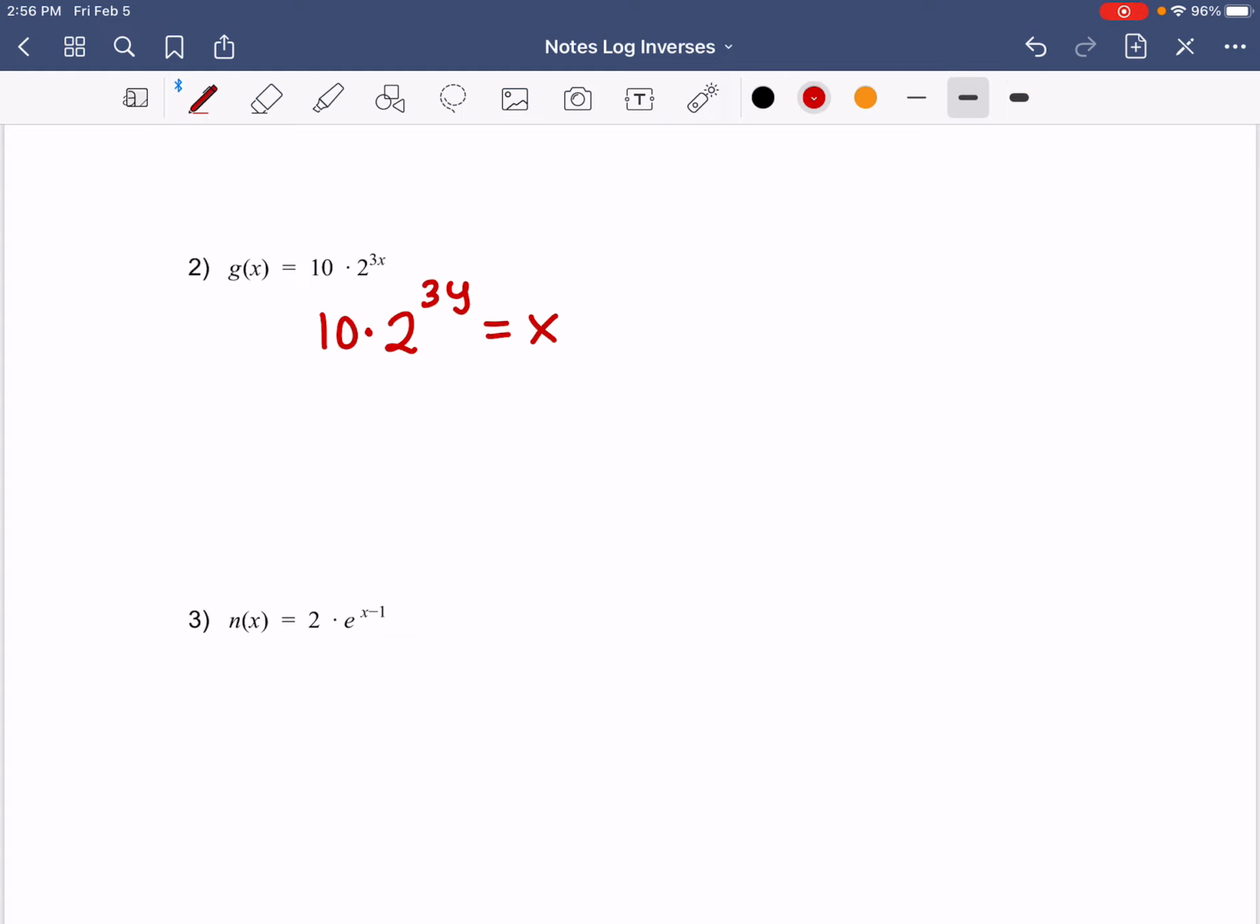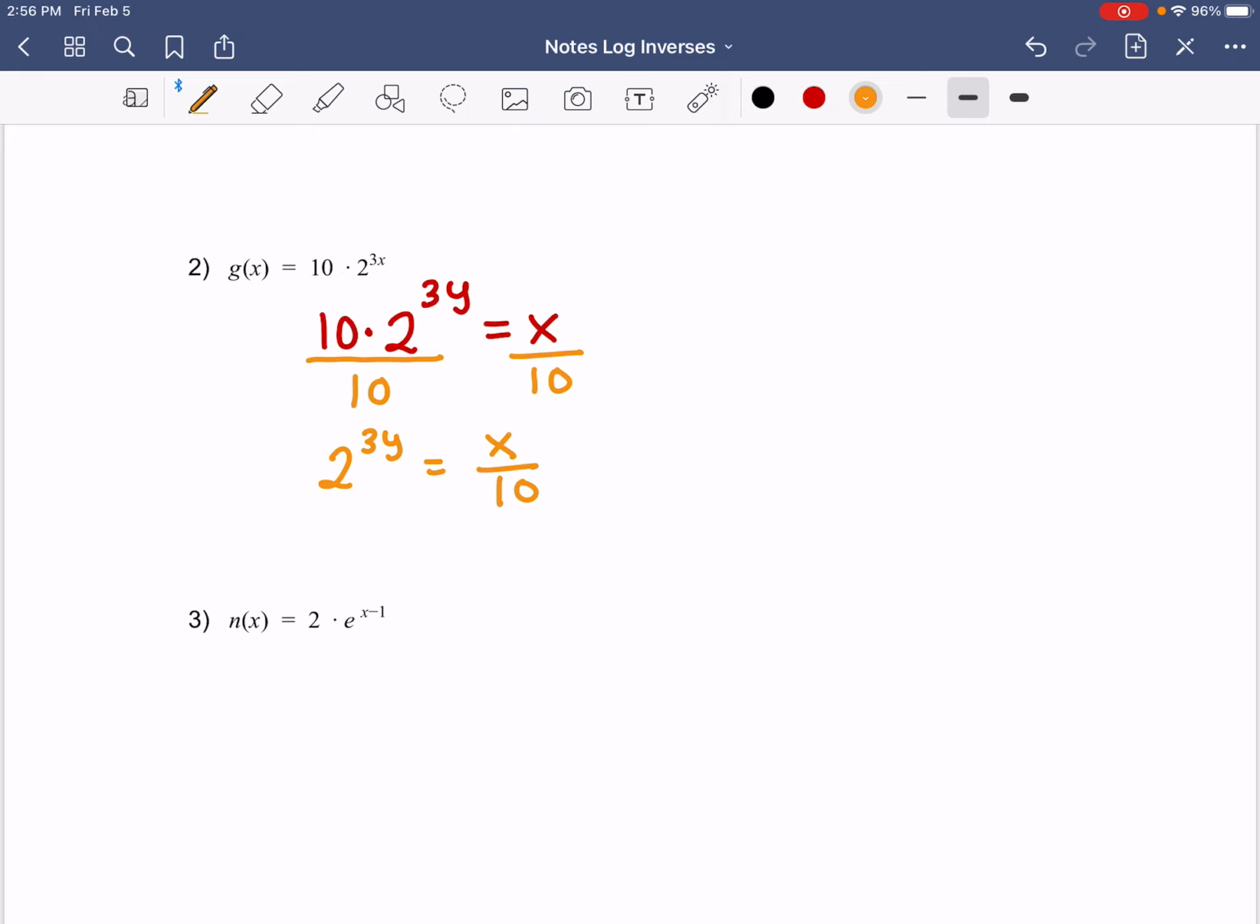All right, then I'm going to isolate my exponential piece. This is the exponential piece, 2 to the power of 3y. The 10 in the front is connected by multiplying. So the way that we get rid of it is we're going to divide both sides by 10. So we get 2 to the power of 3y equals x over 10.